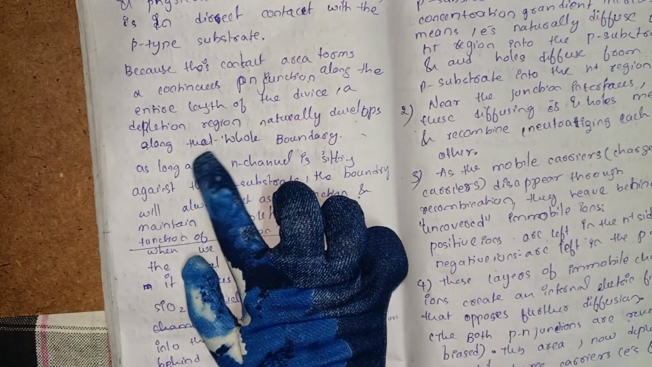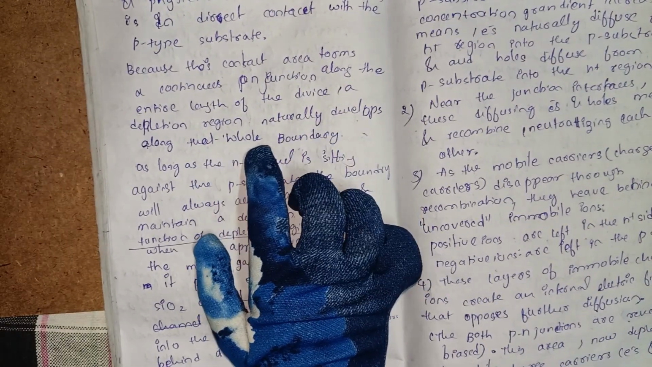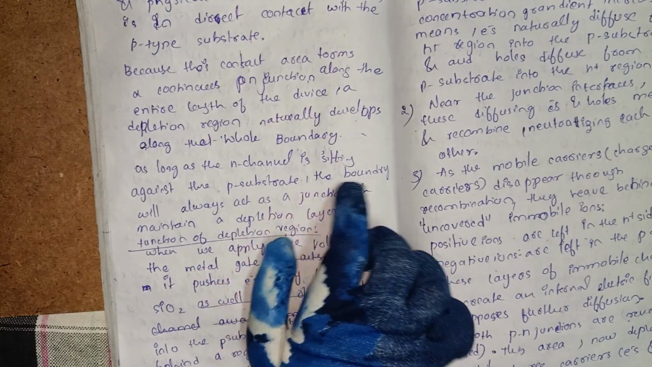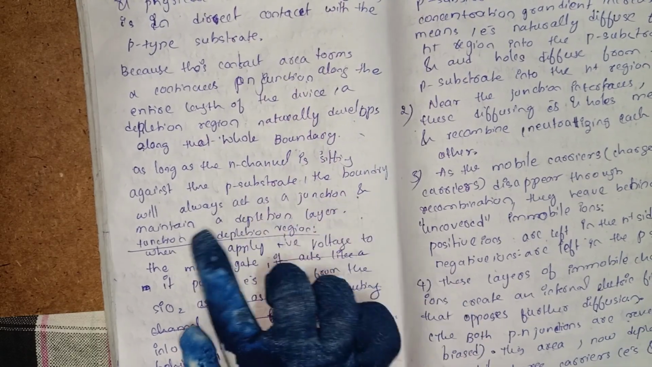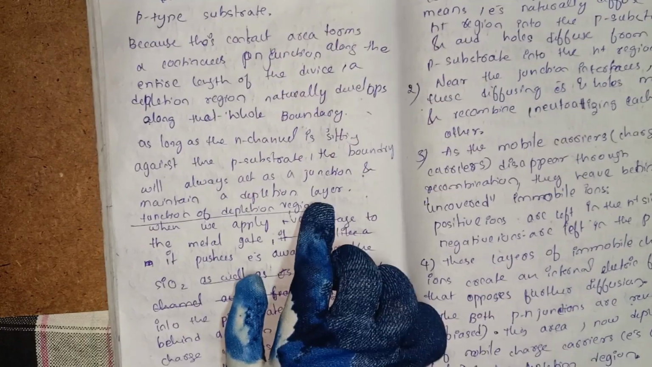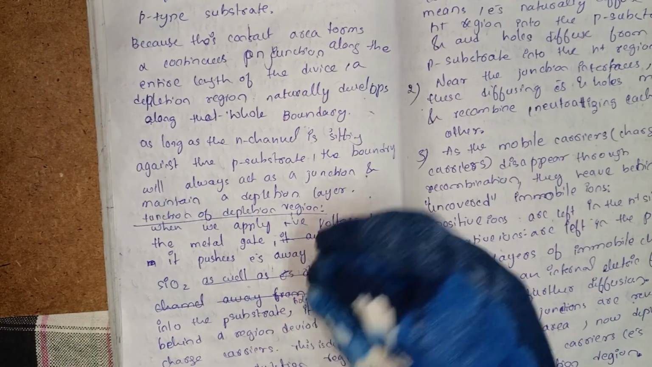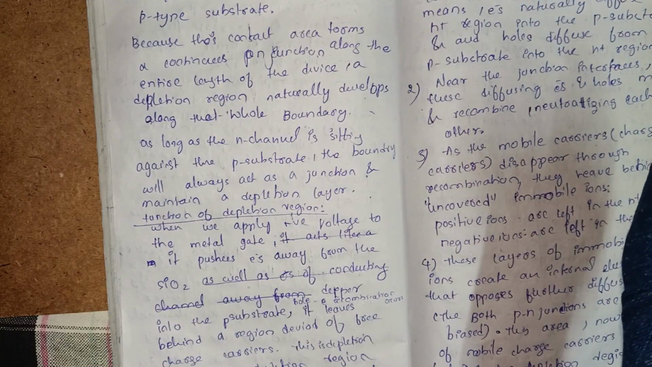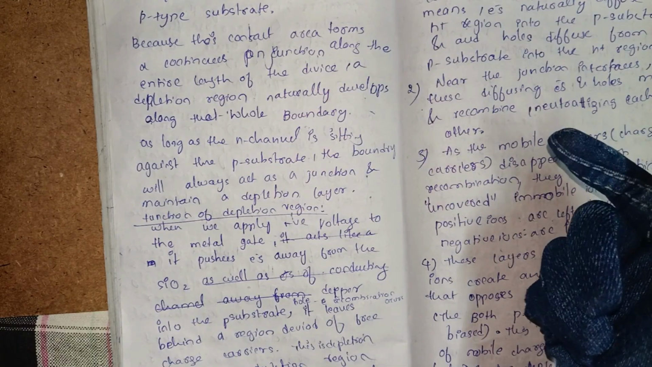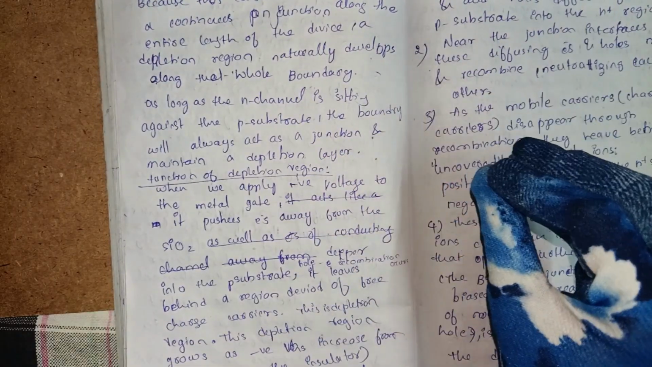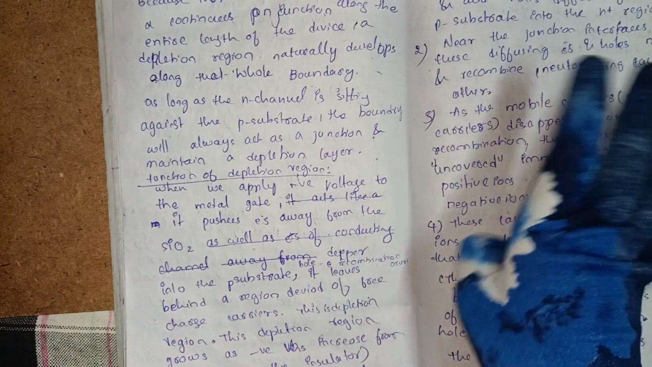As long as the n channel is sitting against the p substrate, the boundary will always act as a junction and maintain a depletion layer, as I have said. Then we will see the function of the depletion region, which means the actual working of the DMOSFET starts.